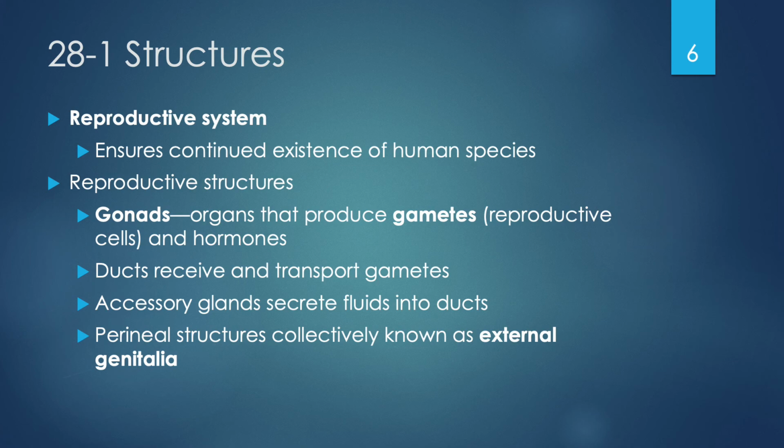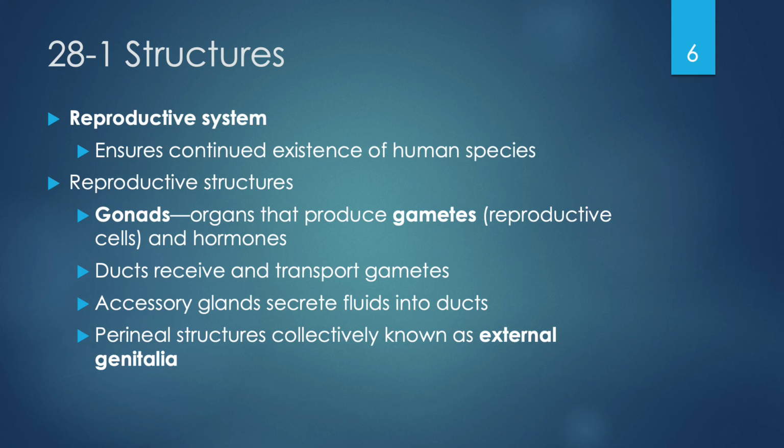The gonads also are responsible for producing hormones. So both the ovaries and the testes produce hormones that have far-reaching impacts throughout our body as well as on our actual reproductive processes. We also have ducts that are a component of our reproductive structures. And these ducts are there to both receive the gametes and then to transport them from where they're produced to a point at which they can meet the opposing other gamete and therefore engage in reproduction. We also have accessory glands, and these accessory glands are there to secrete fluid into those ducts, which helps to transport the gametes and nourish them on their way.